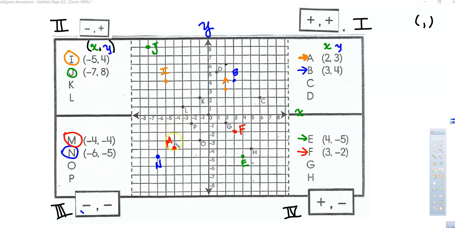But that is -4, -4 right here. And then N, you should have gone left 6 and down 5. Hopefully you got that figured out and you're ready to move on. If not, rewind the video, do a little bit more watching, and just make sure you are careful not to mix up your X and Y's. X is always left to right, Y is always up and down.